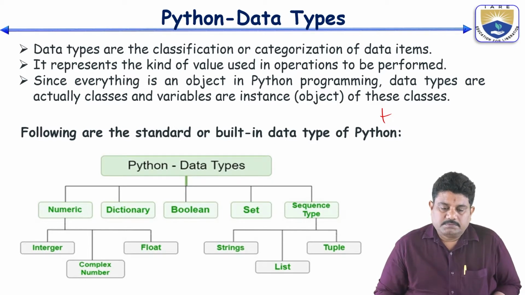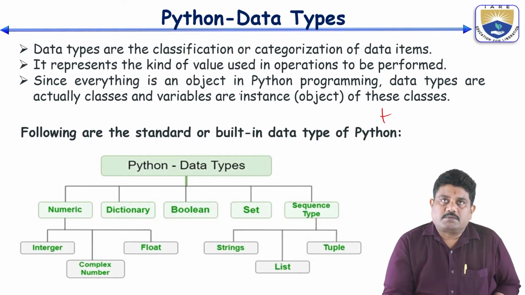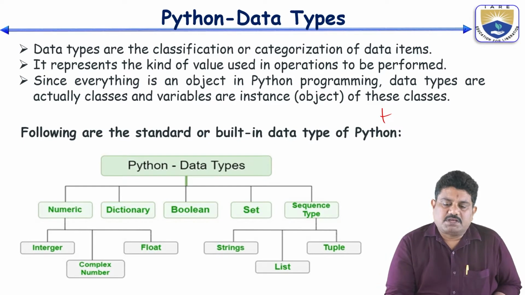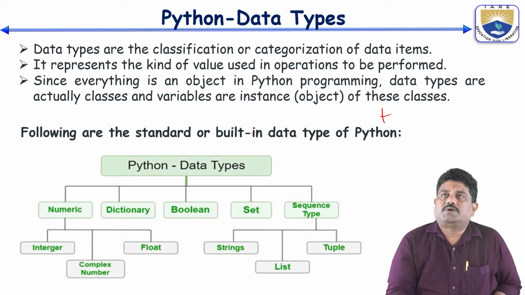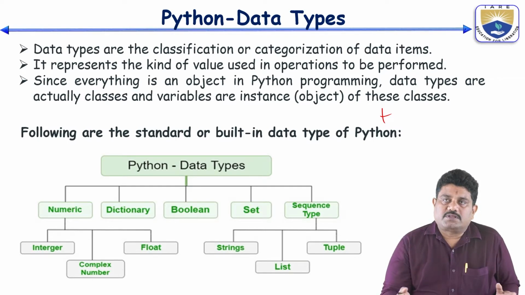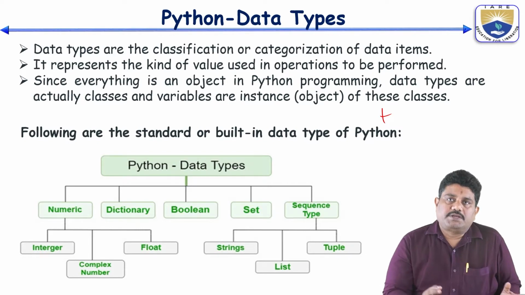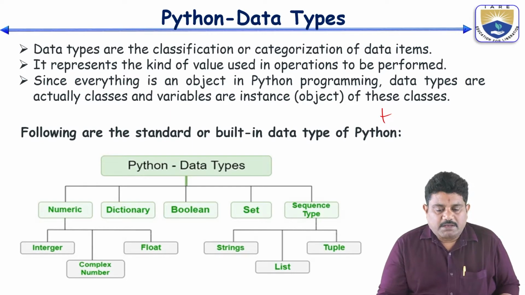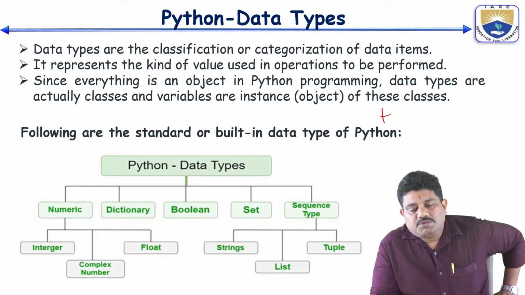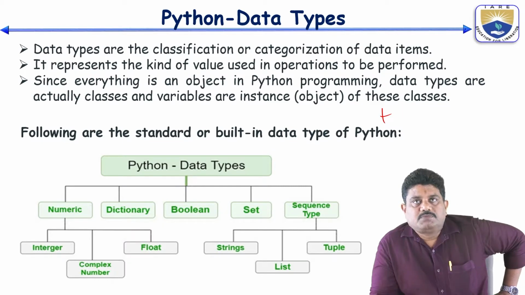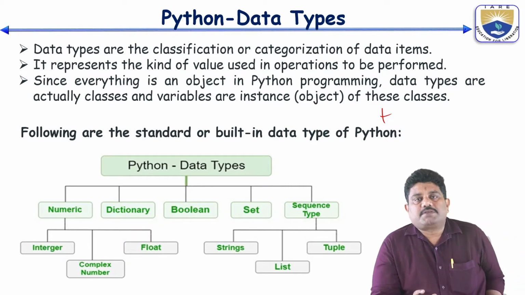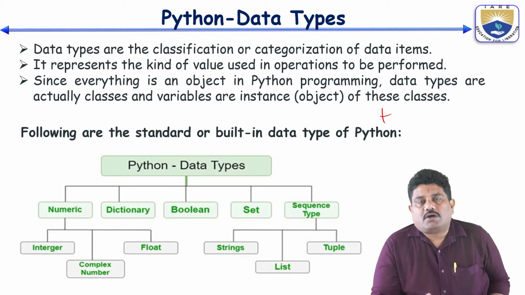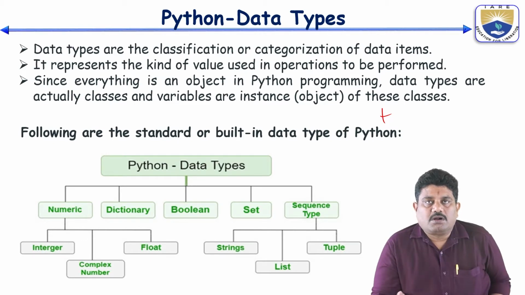There are a few points about data types here. Data types are the classification or categorization of the data items. Whatever data items we are providing as input to the program, those data items are classified into different types. Those are called the data types: numerics, dictionaries, boolean, set, and sequence. It represents the kind of value used in the operations to be performed.